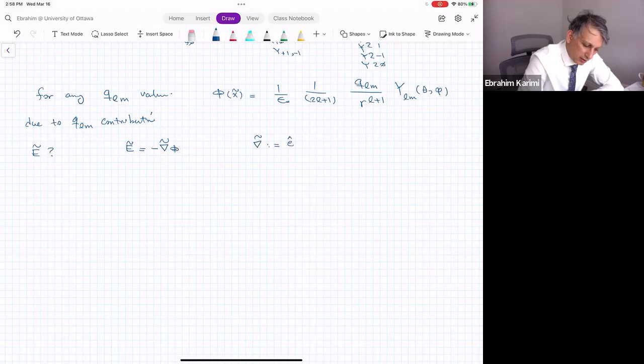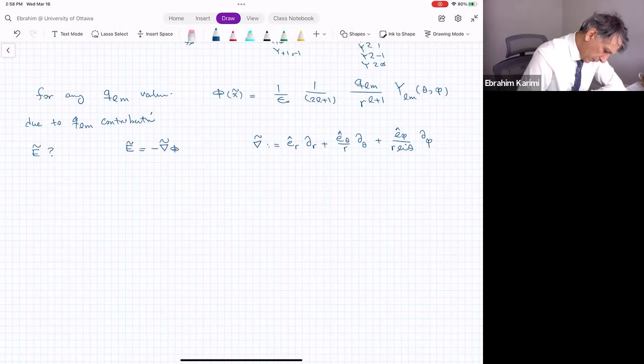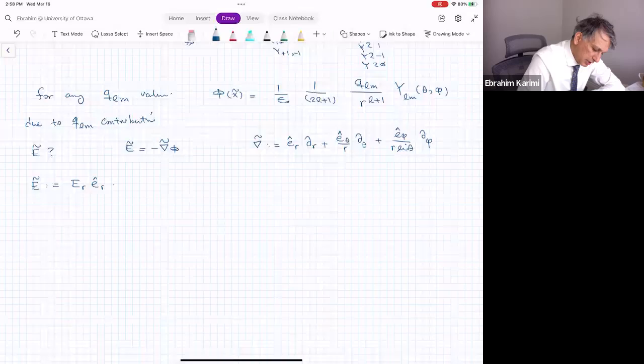derivative with respect to r, plus E theta divided by r derivative with respect to theta, plus E phi divided by r sine of theta derivative with respect to phi. If I remember well, that was the expression that we can get. So if I look at the metric of the space, one is r, and the other one is r sine of theta, which is correct. Okay, so then we have an electric field, which has essentially three components, ER, E theta, and E phi. Now the question is, what are ER, E theta and E phi?